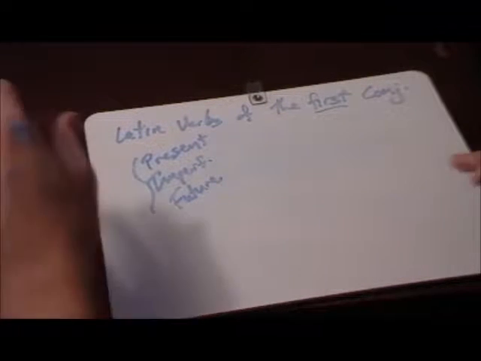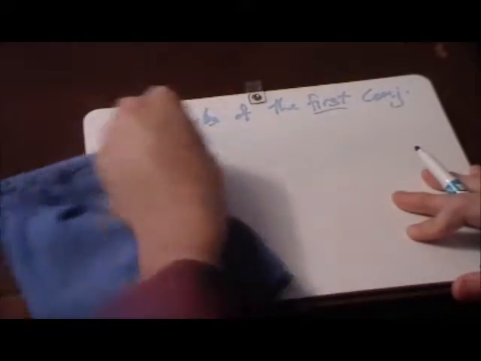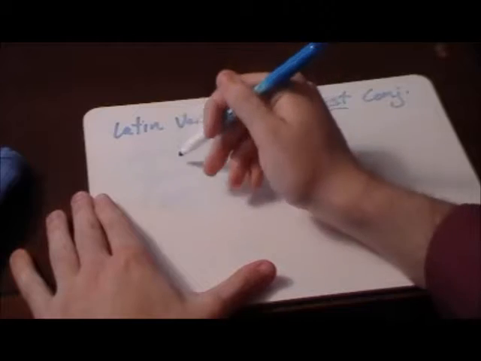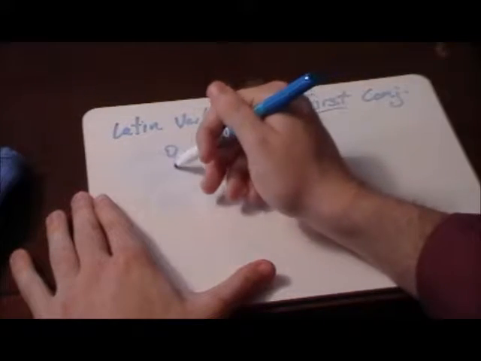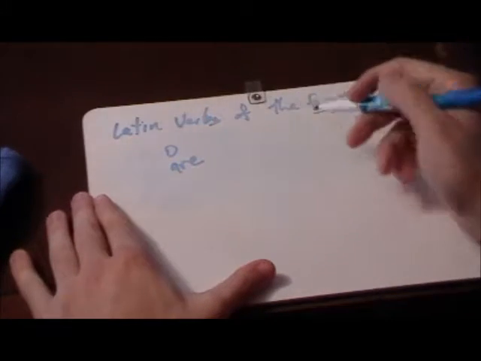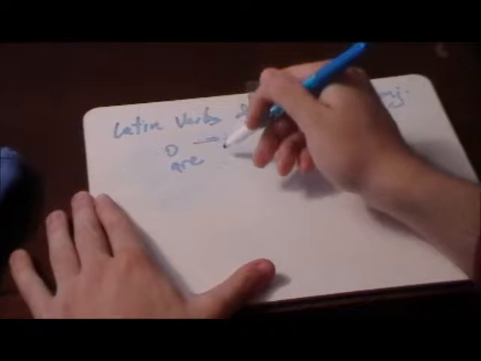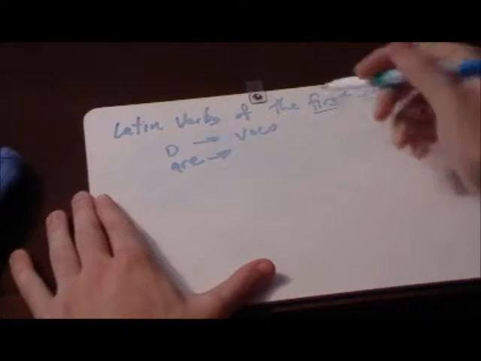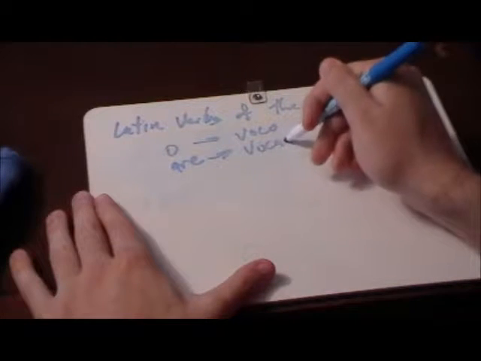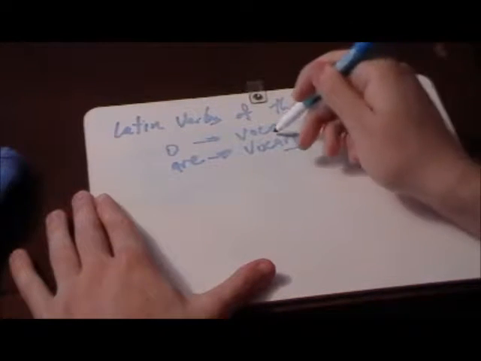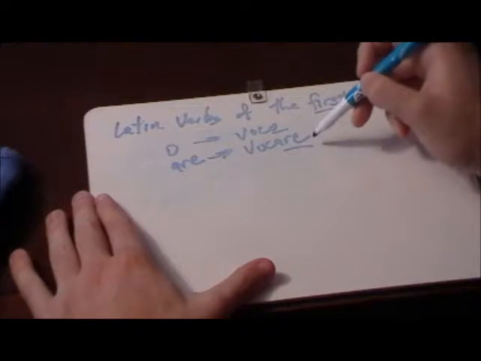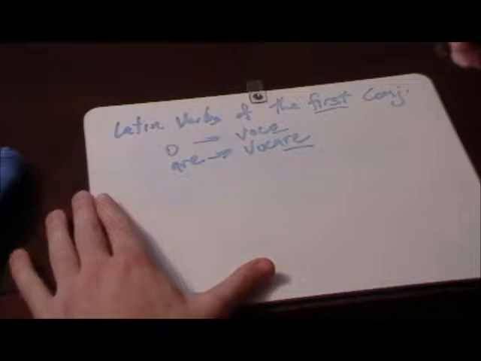So let's go back and remember, what is a first conjugation verb? First conjugation verbs end in O in the first principal part and ARE in the second principal part. So for example, voco would be a first conjugation verb, and vocare would be its second principal part. So it ends in O in the first and ARE in the second.